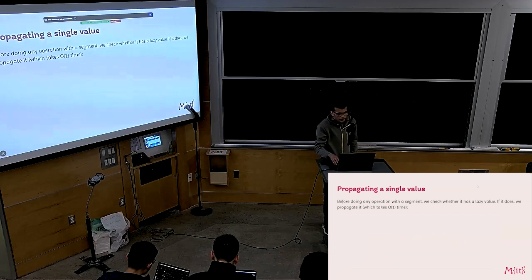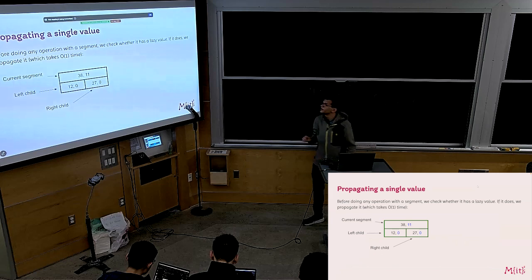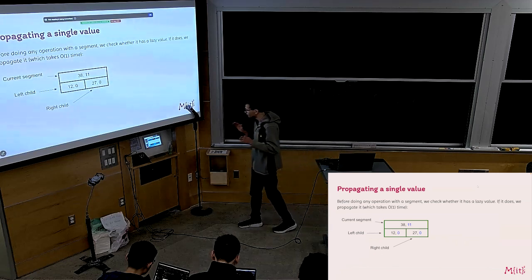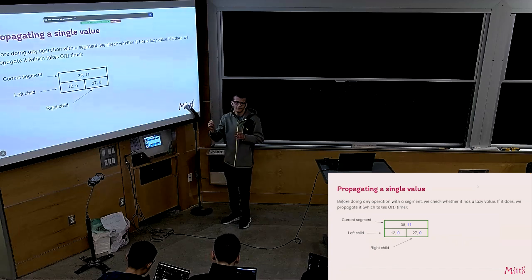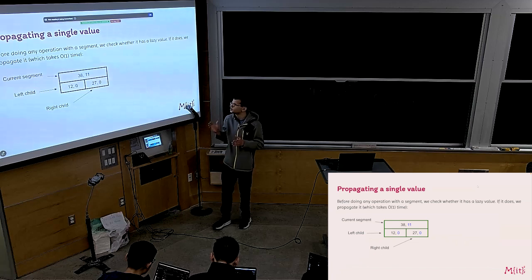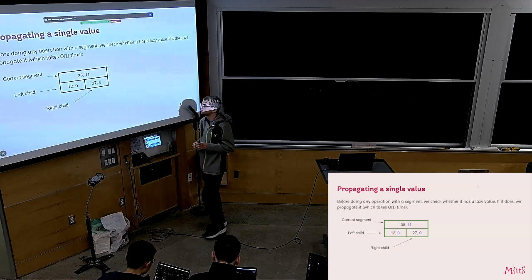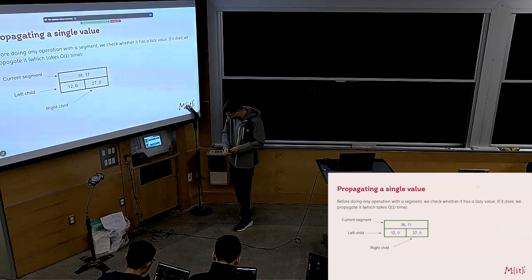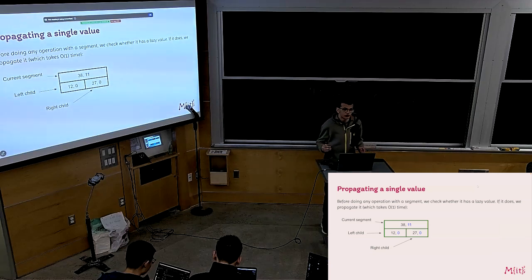Okay. So basically, how all of our recursive functions will work is whenever we have a recursive function that tries to do anything on a segment, one of the first things it will do is propagate its lazy value downwards, so that when we try to recurse on its children, the value stored there will also be correct.